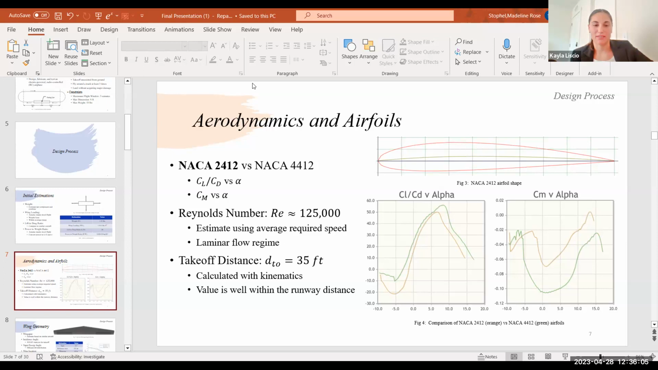We also, I think we went with, somebody correct me if I'm wrong, we also went with the 2412 just because we were more familiar with it and for manufacturing purposes.